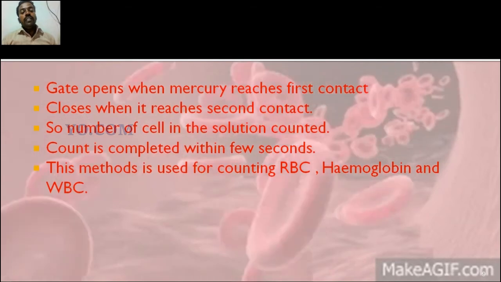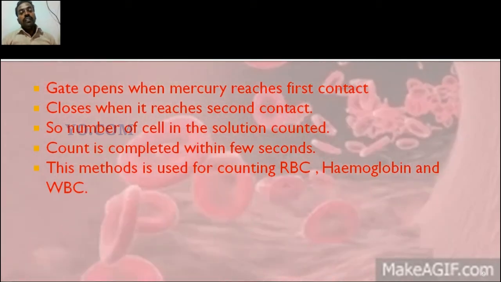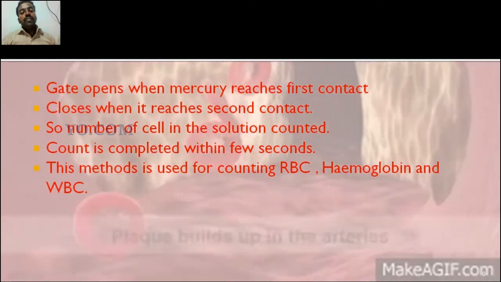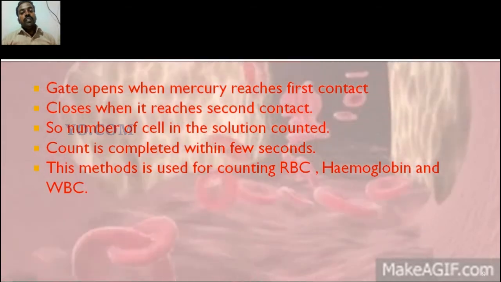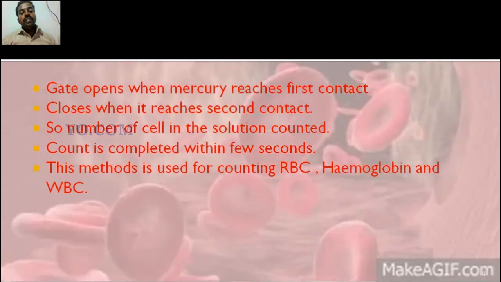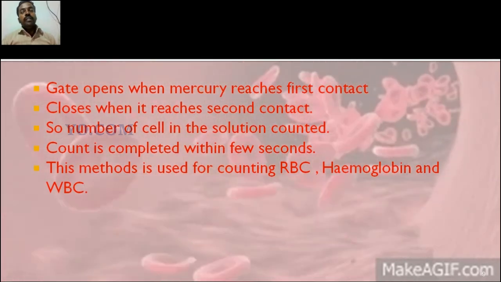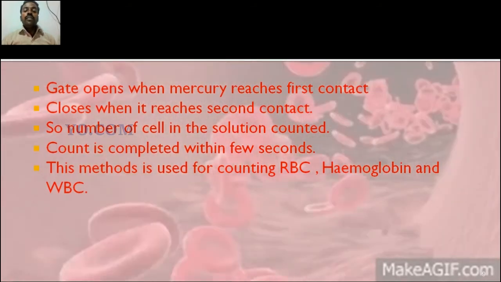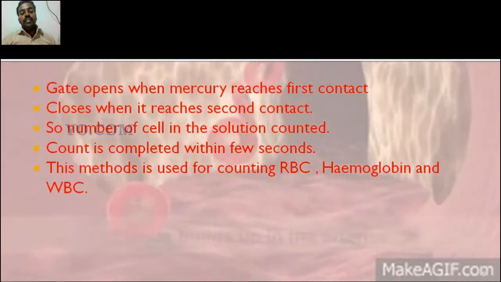When the mercury reaches the second contact, what happens? Automatically the gate is closed, so the pulse flow to the counter is stopped. So the number of cells in the solution can be counted by using this method. The count is completed within a few seconds. This method is used for counting RBC, hemoglobin and WBC.